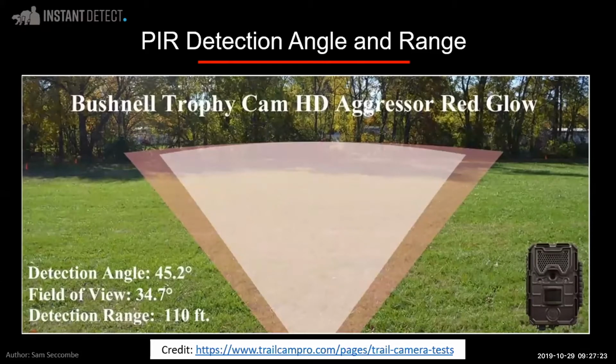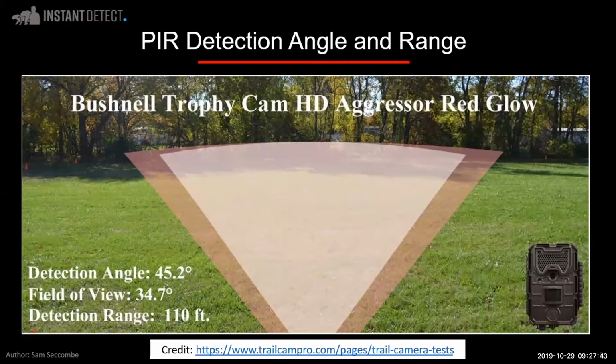So I'm going to start with the passive infrared sensitivity. I've snipped this picture from the trailcamerapros.com website, which I really recommend as quite a useful resource. In this image, they've made it quite clear.